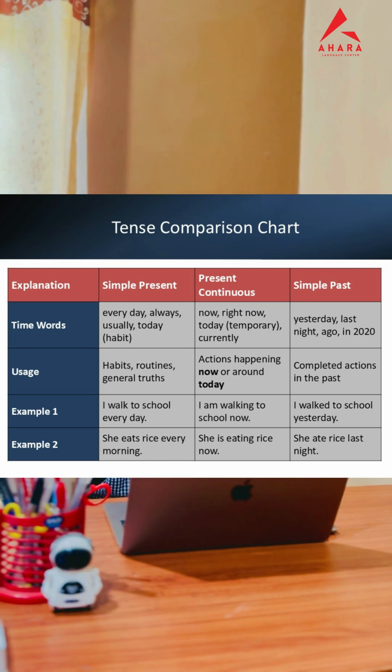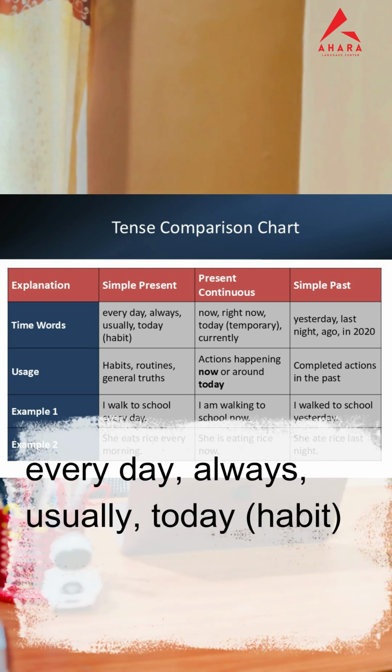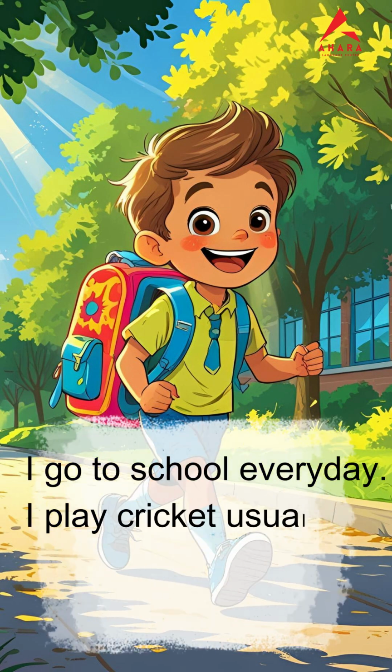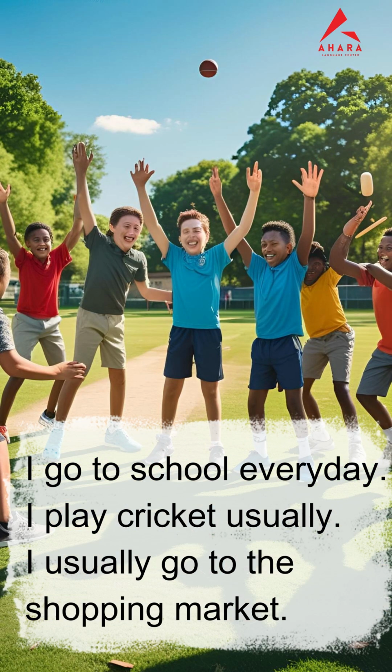How are we going to compare these 3? First, time words. What are the time words that we will be using with these tenses? If I take the simple present tense, we will be using every day, always, usually, today, if it is a habit. I go to school every day. I play cricket always. I usually go to the shopping market.